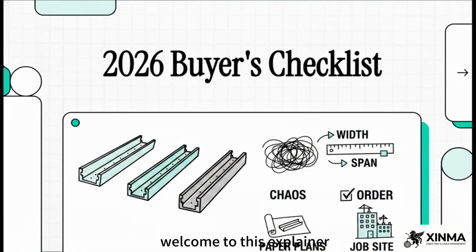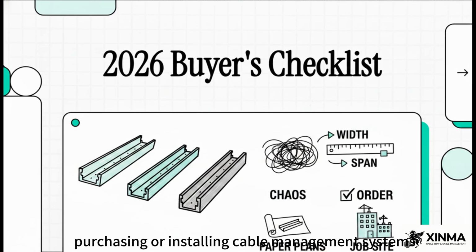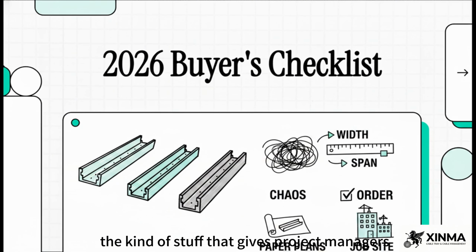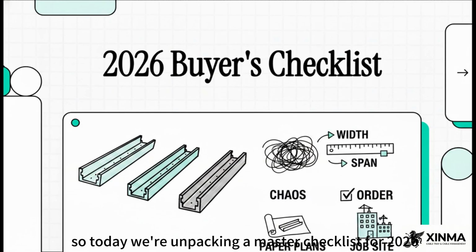Welcome to this explainer. Look, if you're involved in specifying, purchasing, or installing cable management systems, you already know the harsh reality. Getting your dimensions wrong on paper translates into absolute chaos on the job site, literally the kind of stuff that gives project managers gray hair. So today, we're unpacking a master checklist for 2026.